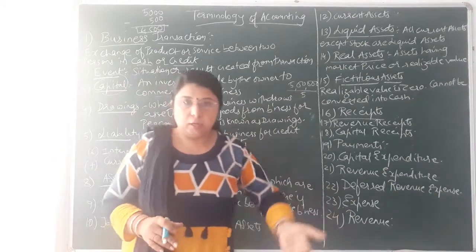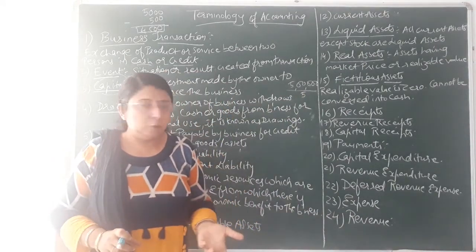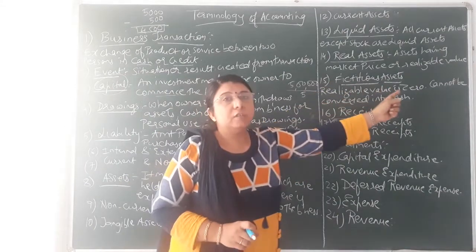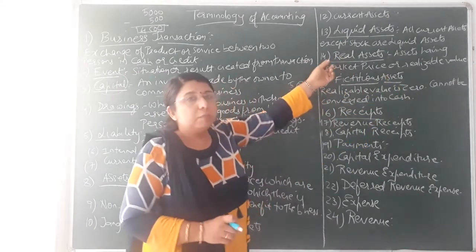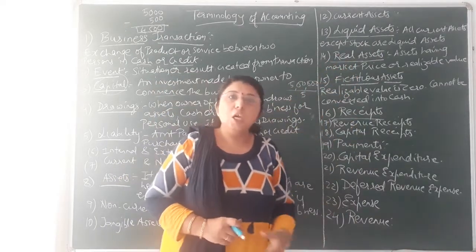That cannot be sold. That kind of expense, which does not have a realizable value, is called a fictitious asset. We can sell machinery or furniture. Real assets we can sell, but fictitious assets cannot be sold.